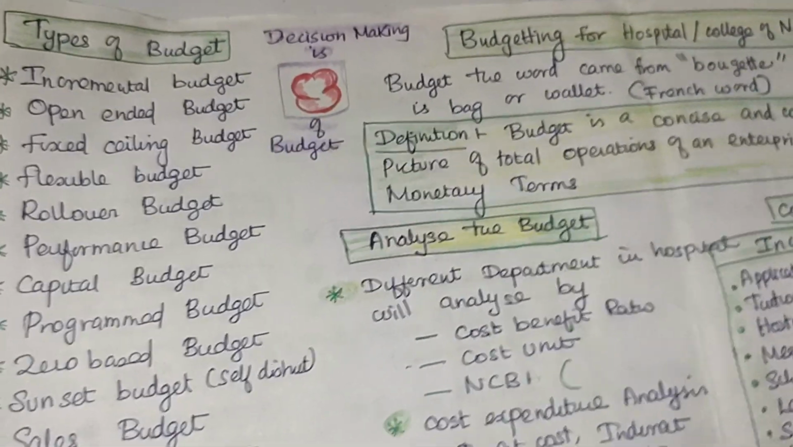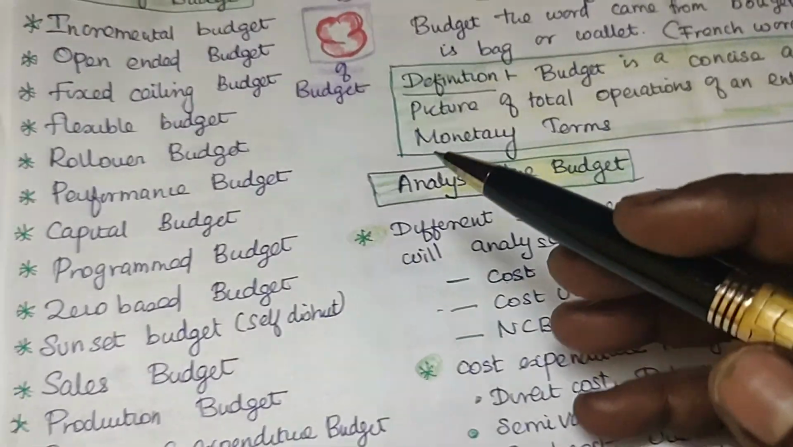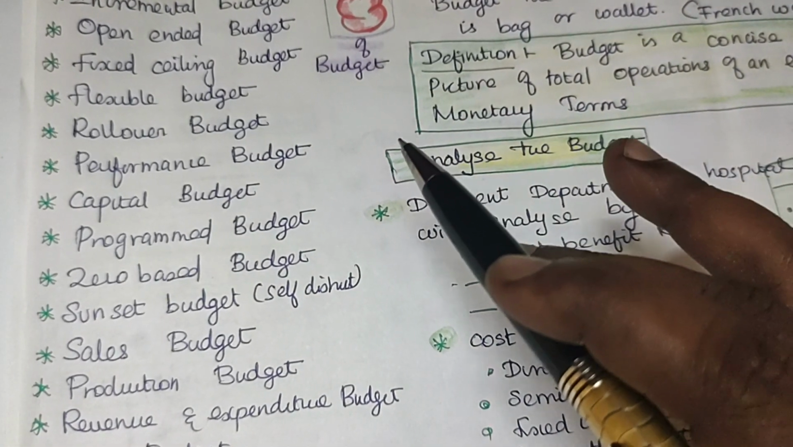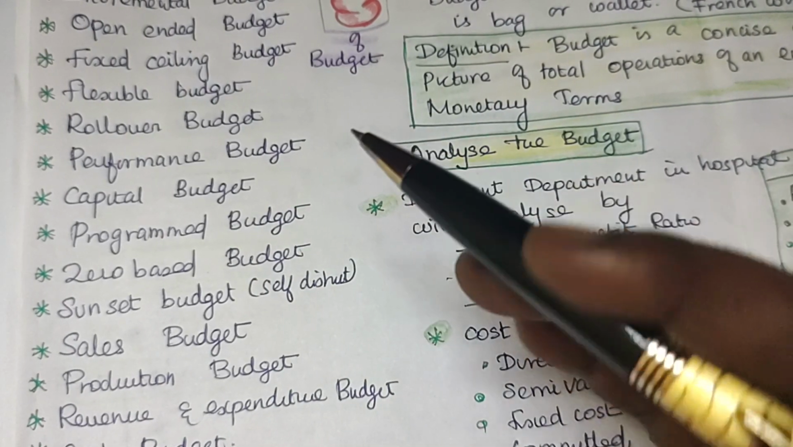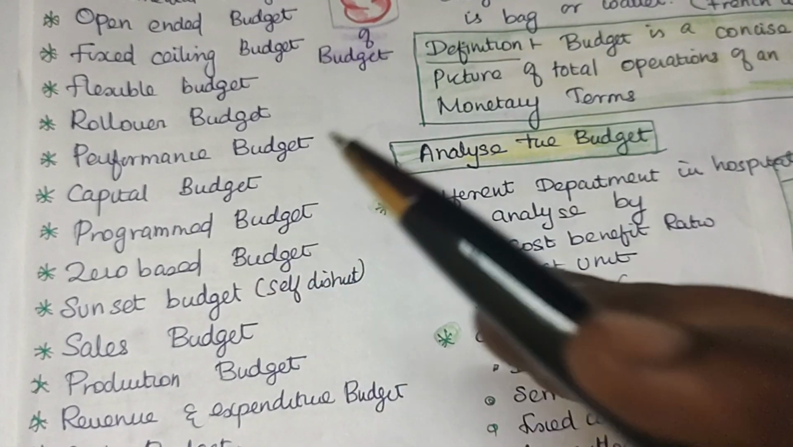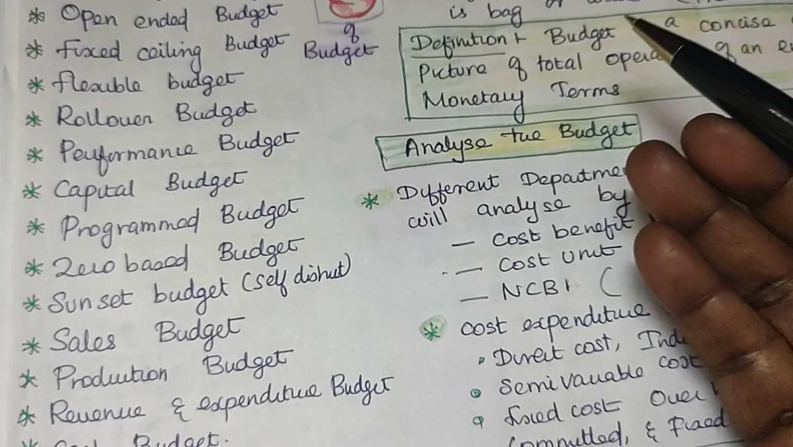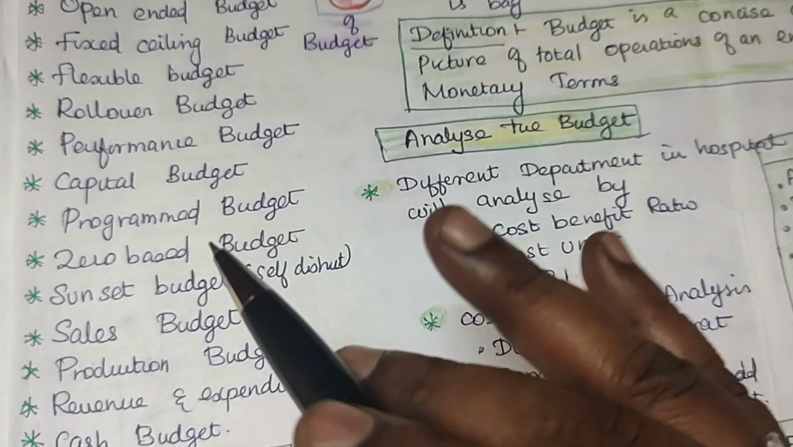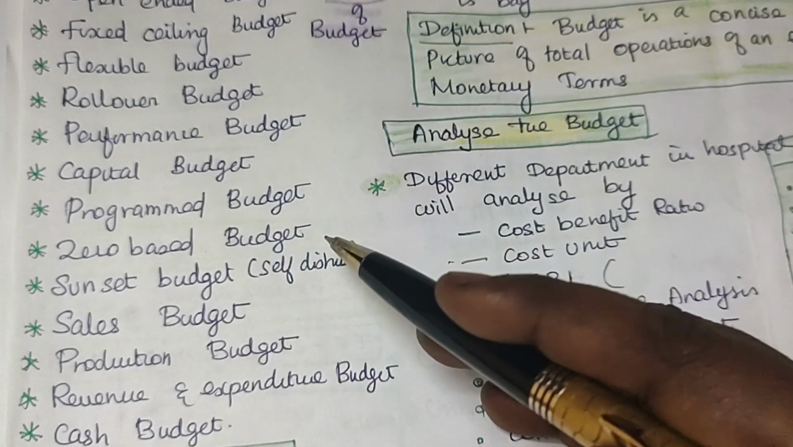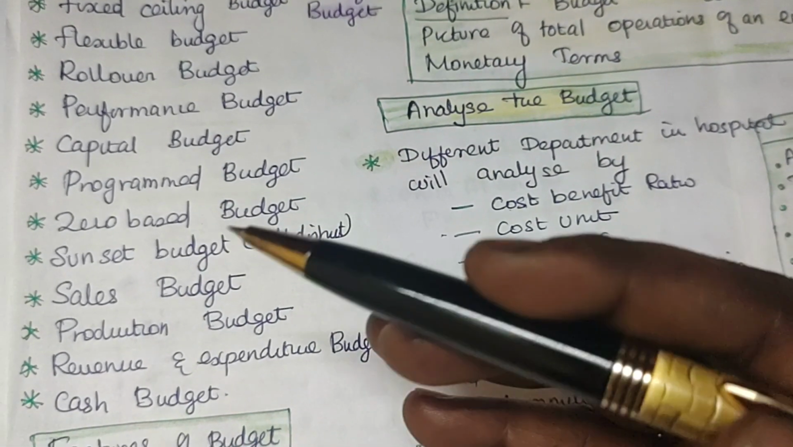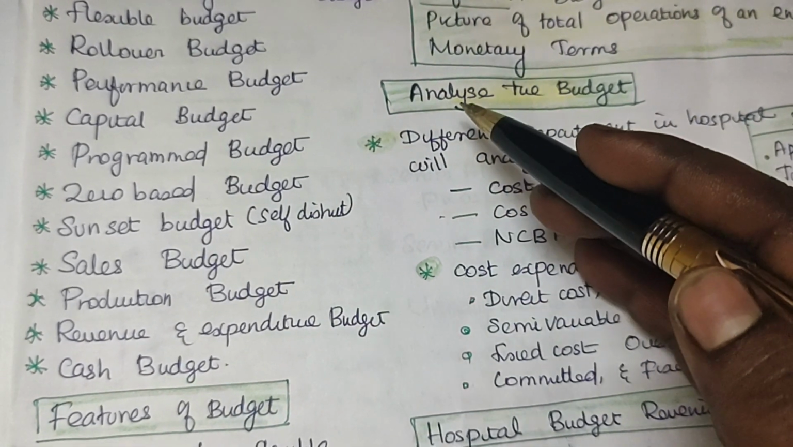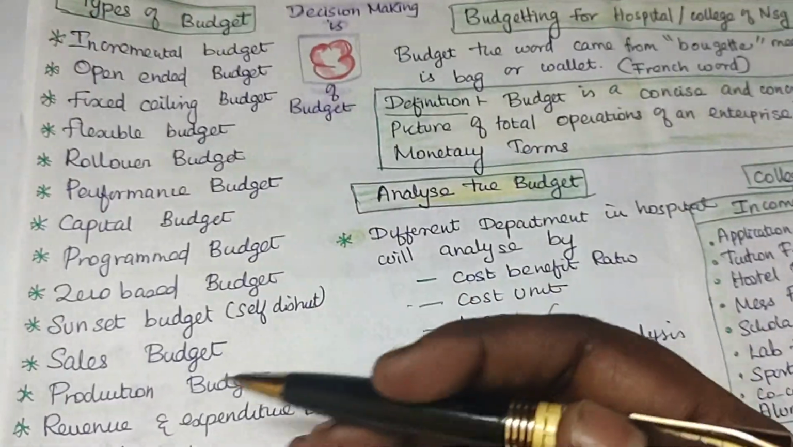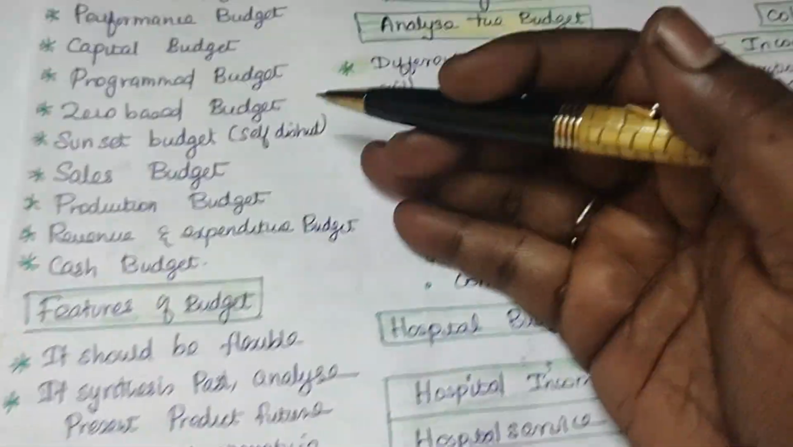What are the different types of budget? There is the incremental budget and the open-ended budget, which you cannot fix. Then the fixed ceiling budget, where only this much is allotted. Flexible budget, X or Y, some extra we will keep for that. Rollover budget, where the remaining amount can be used for the next year. If you are in service education, you do not use this one. Performance budget, and capital budget, which is the total amount. Program budget, and zero budget, especially in a community program started with zero budget. Sunset budget, the self-destruct budget if you do not use it. Sales budget, production budget, revenue expenditure budget and cash budget. Still some more budgets are also there. The names are so different.